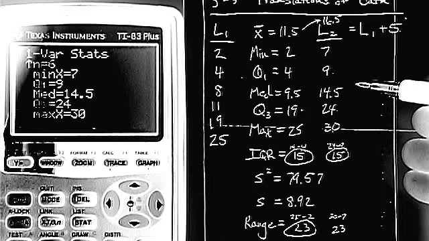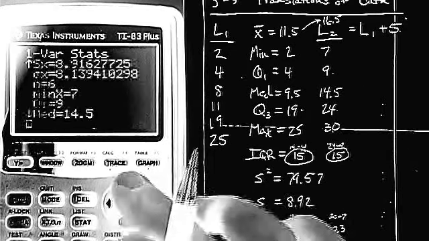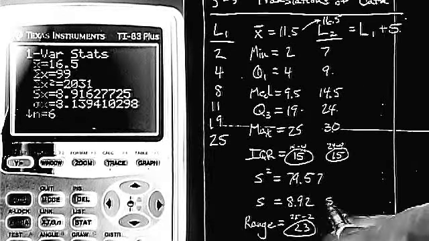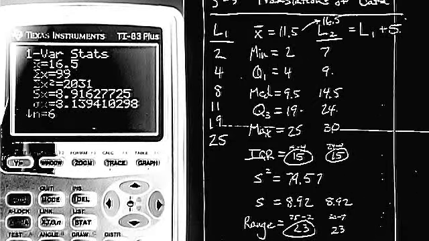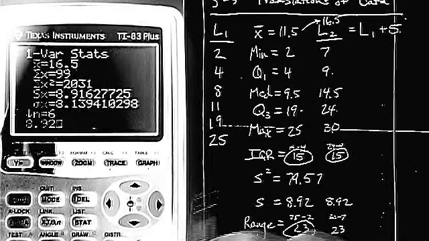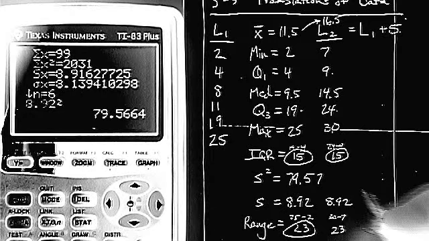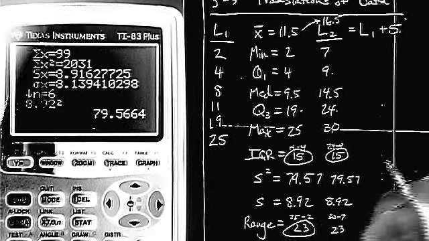Then go back up for 8.92, and if I square that, 8.92 squared, I get the same thing, 79.57.